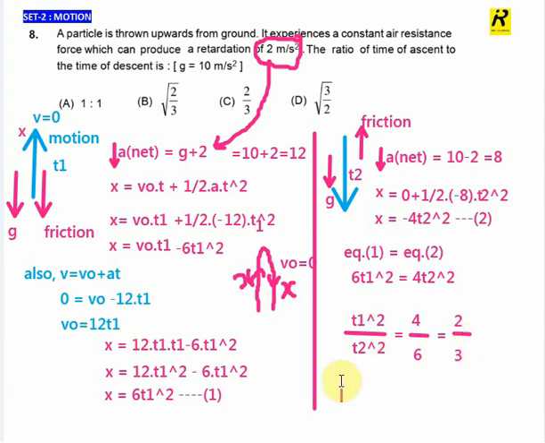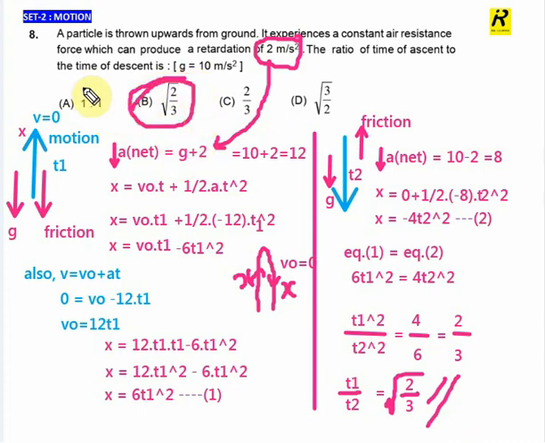Now finally I need the ratio T1 divided by T2. That is equal to, under root I should take, 2 divided by 3. So the ratio I found is root of 2 divided by 3. So this is the answer. T1 by T2 is root of 2 divided by 3, which is correctly said here in option B. So this is the 8th question.